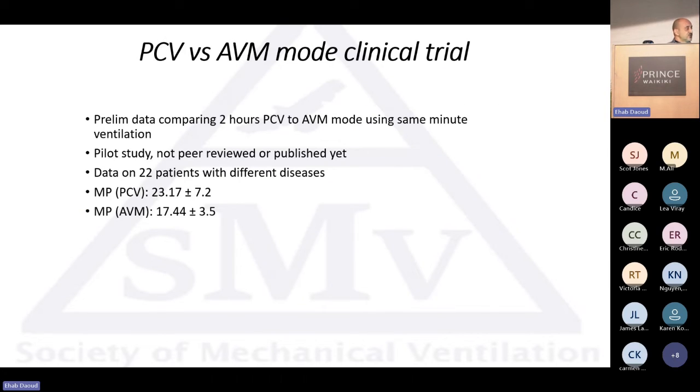Anyway, this is a study we just finished a couple of months ago in Kwakini. We tried to compare AVM to regular pressure control mode. Small study, it was 22 patients. This is not peer-reviewed, not published, so take it with a grain of salt. I just calculated the average. The mechanical power in pressure control, and these are not only ARDS patients, this was just a group of any respiratory failure patients, averaged 23. Then when you switch them to AVM, it went down to 17.4.